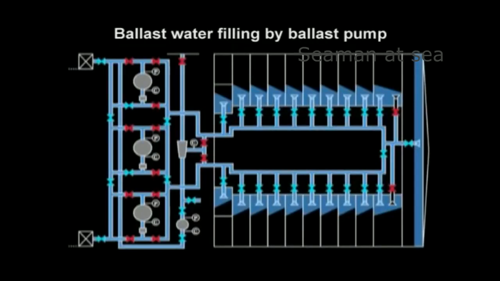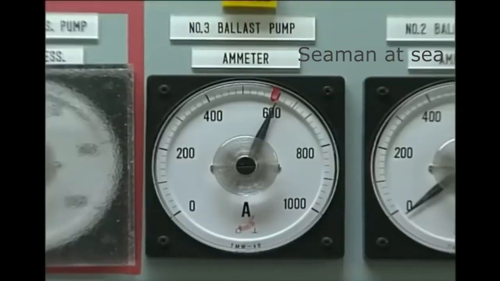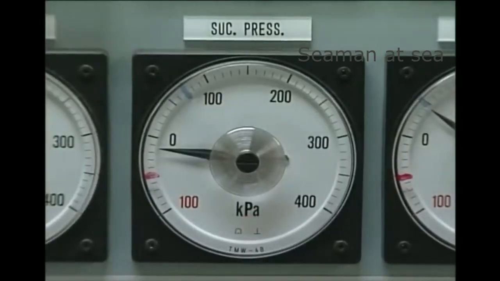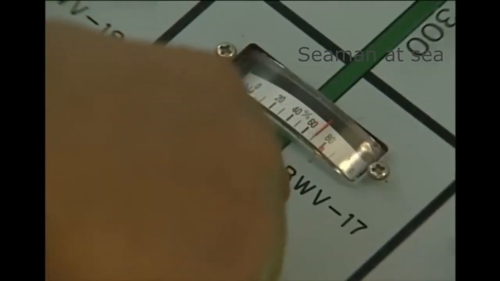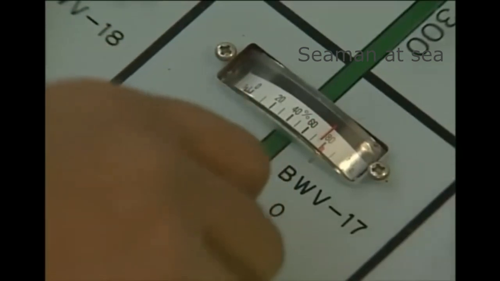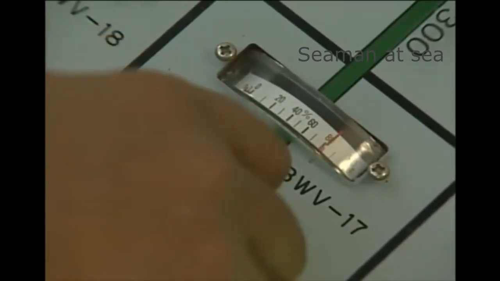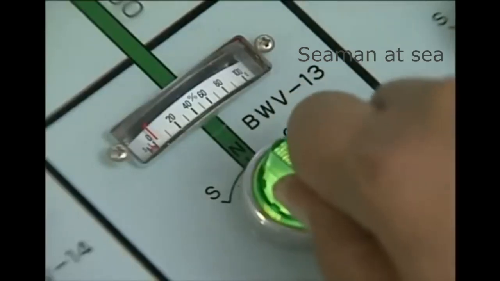Start the ballast pump. After the pump has been started, check the ballast pump electric current value, discharge pressure, and suction pressure. When changing ballast tanks for filling, open the tank suction valve to be filled next, then close the suction valve attached to the ballast tank that has completed filling.